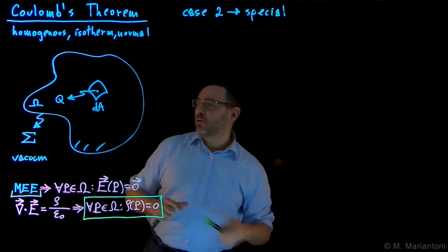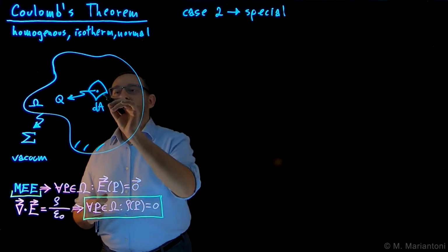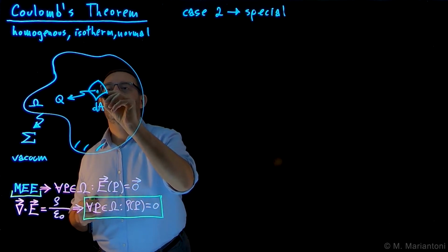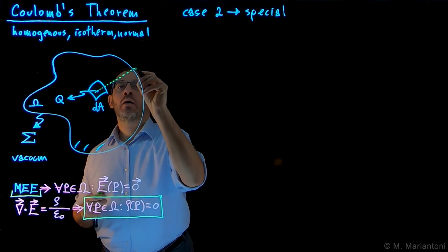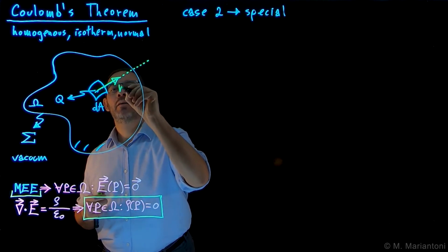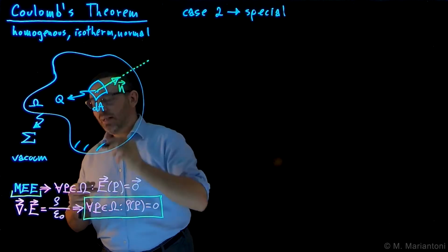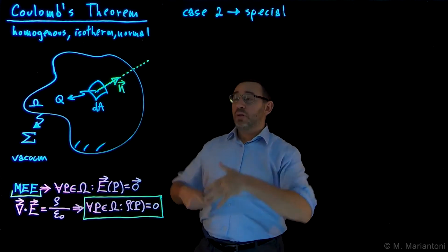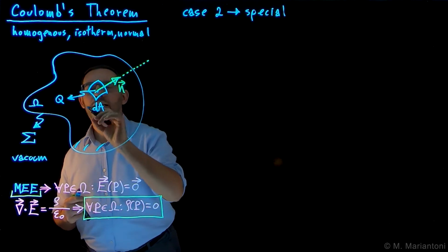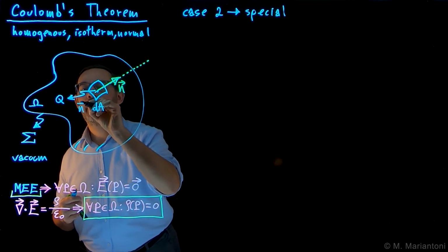All right, so now we can consider a normal unit vector, which always points outside the conductor, by convention. This is n, the normal unit vector at capital Q, pointing outside. So this infinitesimal area element is oriented, and we call it n dA.